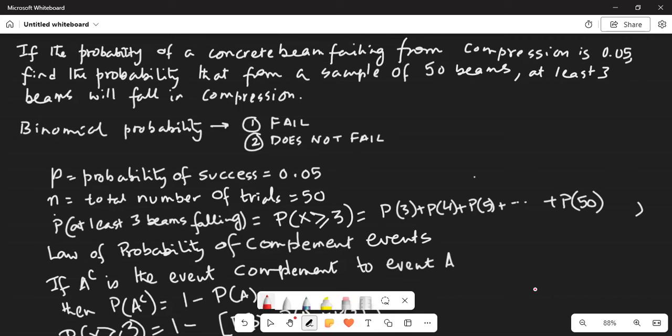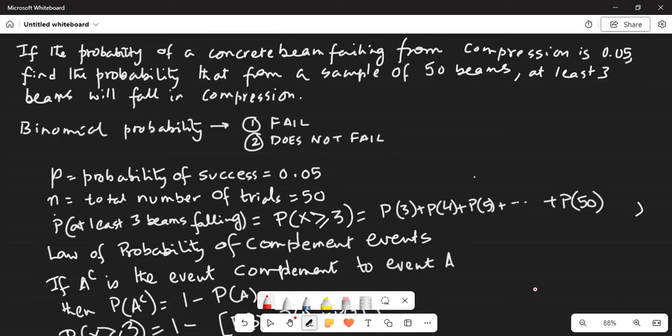If the probability of a concrete beam failing from compression is 0.05, find the probability that from a sample of 50 beams, at least 3 beams will fail in compression. This is a case of binomial probability.